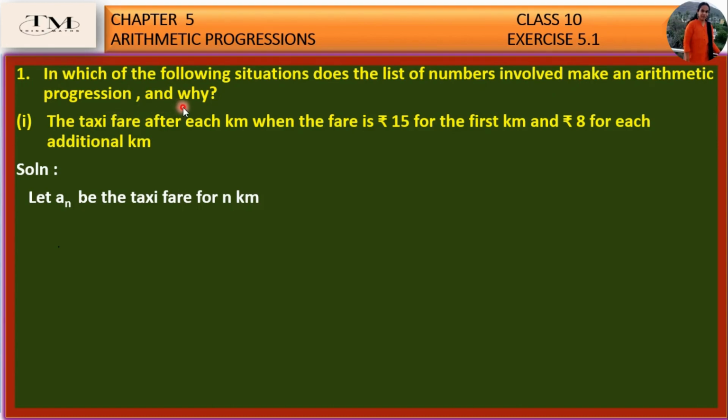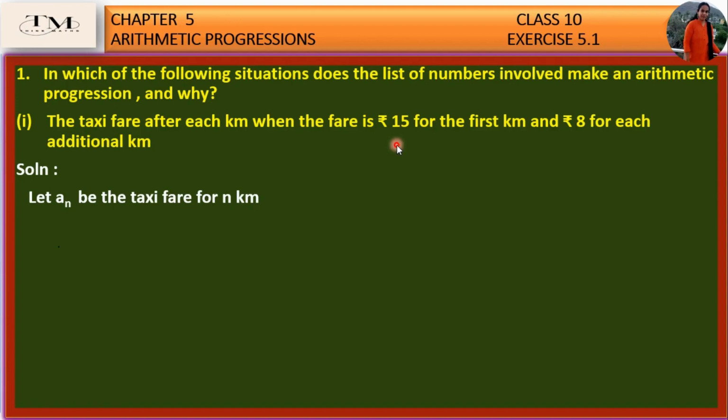and why? They will give you a situation. We have to check whether it is an AP or not. First situation: the taxi fare after each kilometer when the fare is rupees 15 for the first kilometer and rupees 8 for each additional kilometer. So it means for the first kilometer the taxi fare is rupees 15. For the next kilometer you will add rupees 8 to the previous kilometer's fare. Okay, so this is the concept.